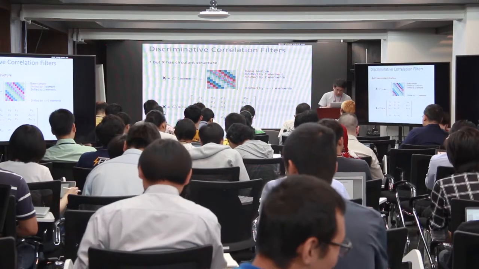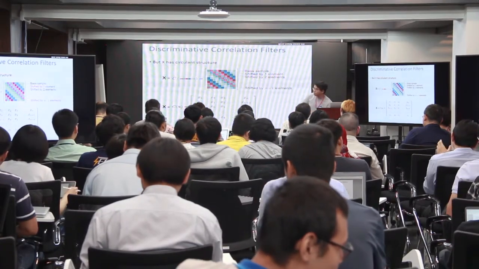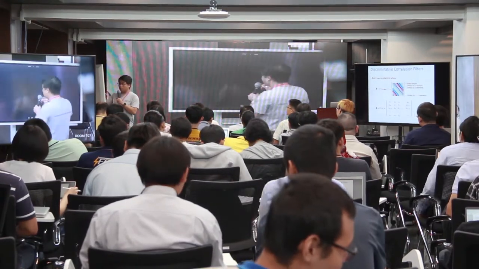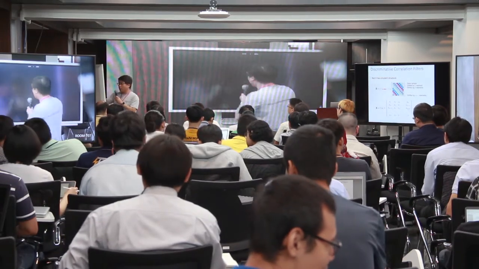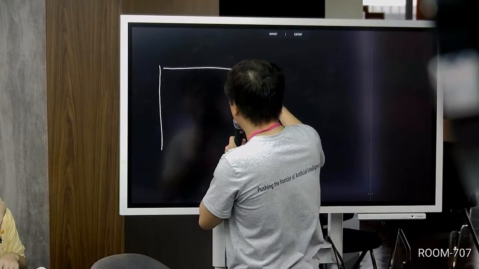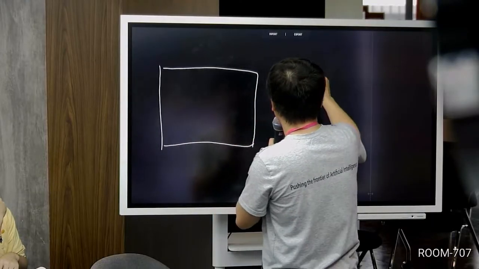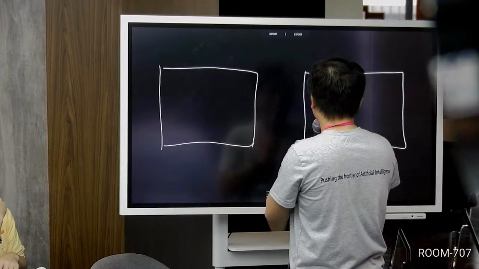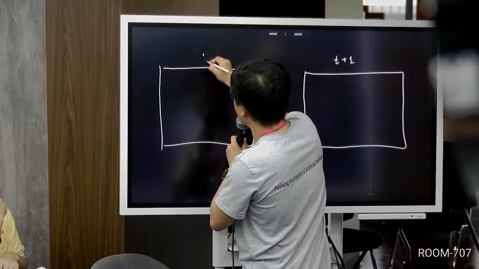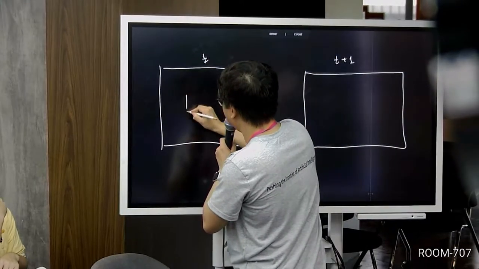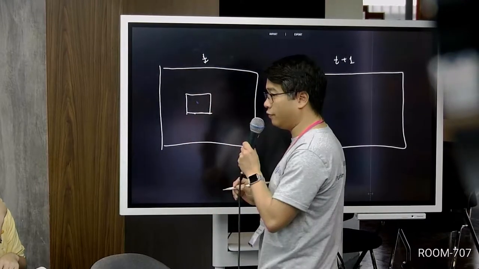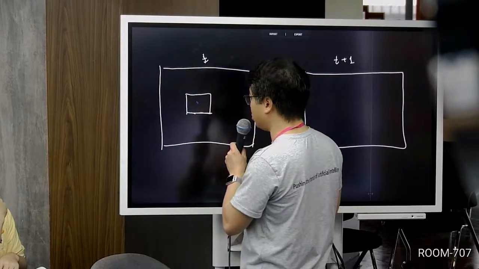Okay, so now suppose that we have two frames, this is the frame at time t, and this is t plus one. There's an object that you want to track in this frame, and you want to know where it moves in the next frame, right? So that's the problem of tracking.